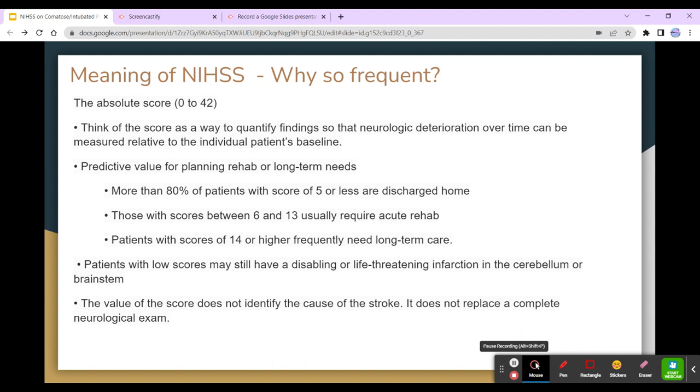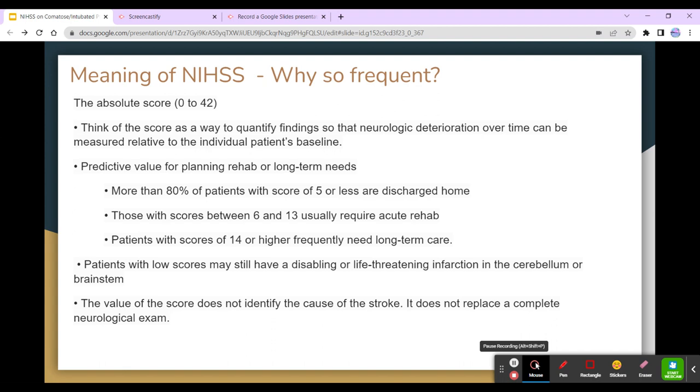The absolute score can be anywhere from 0 to 42. You want to think of the score as a way to quantify your neurological exam so that neurologic deterioration over time can be measured. We can always look back to what that patient's relative baseline was, and everybody is looking at the same items to get an idea of how well this patient is doing or not doing.